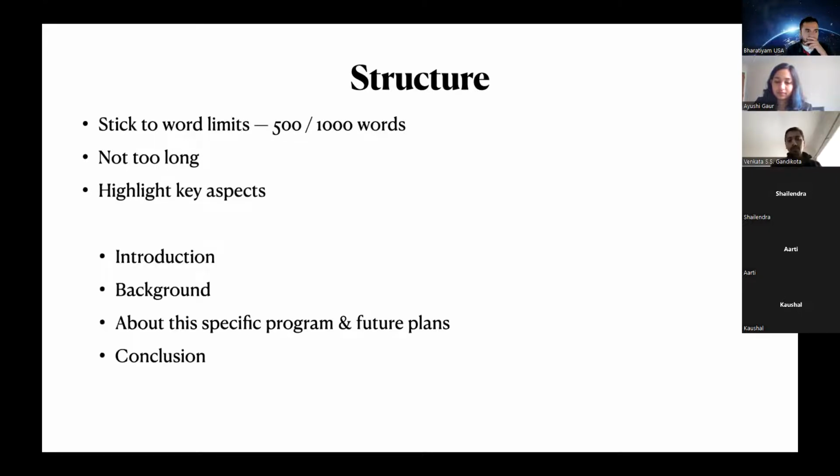Roughly, the structure. Don't just stick to this particular format, but this is roughly the format that we always see, and that is what we expect. So you can structure your SOP into 4 different sections. Start with an introduction and background, add more specific details about the program and some future plans that you have, and finally end with a strong conclusion. All 4 of these are important.